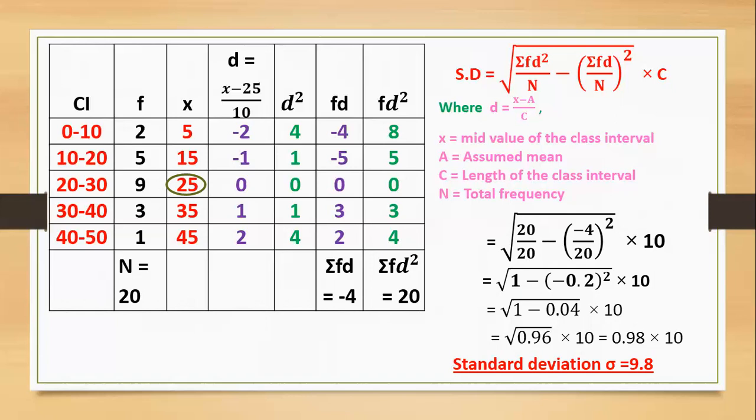The standard deviation formula for the continuous series is sigma equal to root of summation f d square by n minus summation f d by n the whole square, into c. For the formula we need to calculate only f d total, f d square total, and capital N. Using this formula, we can easily get the standard deviation value for the continuous series. Thank you.